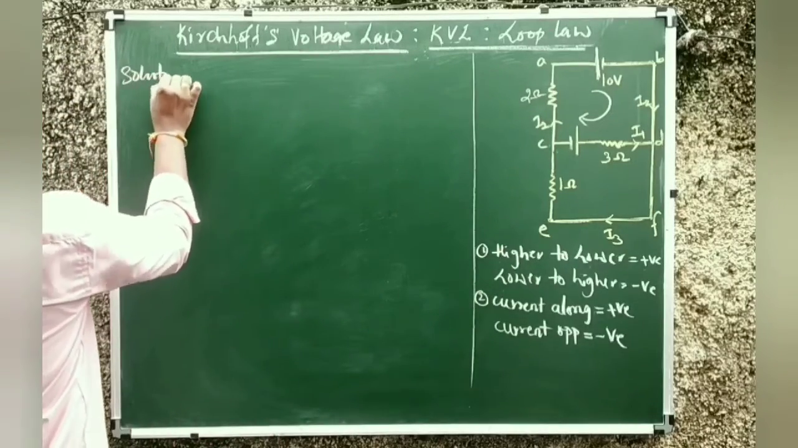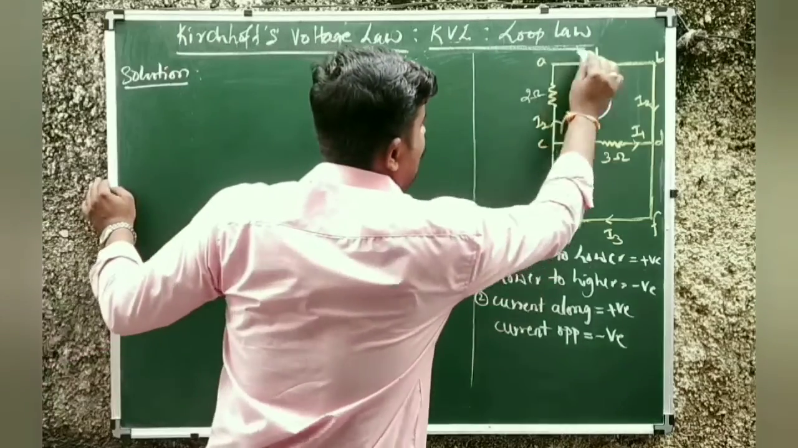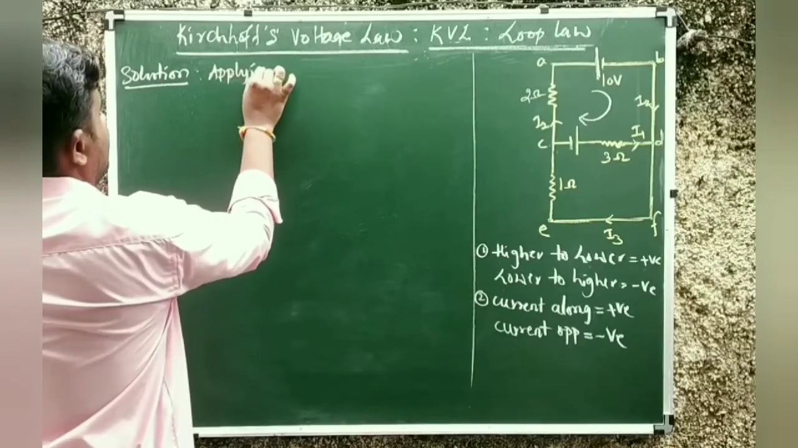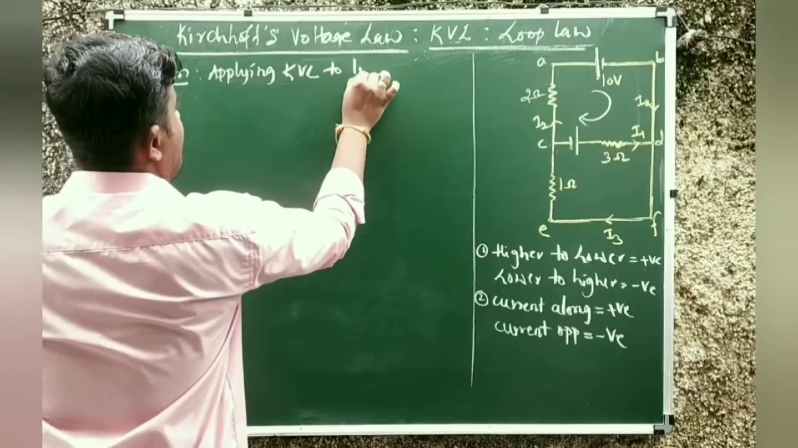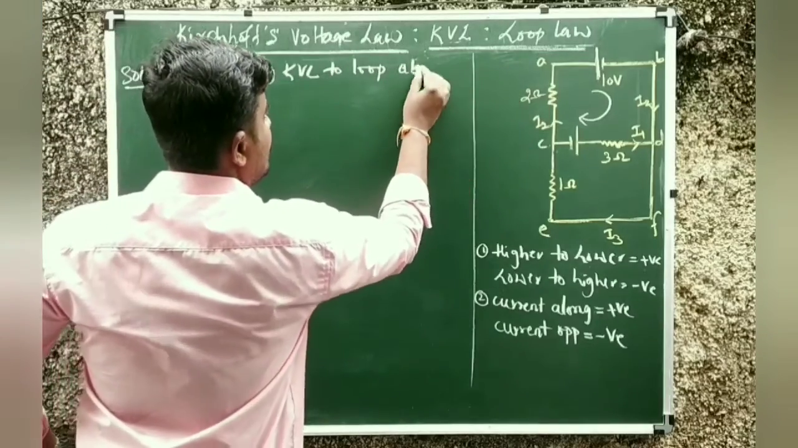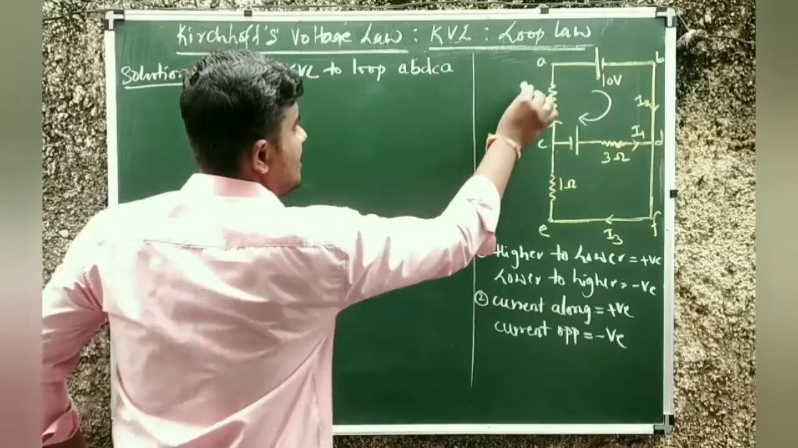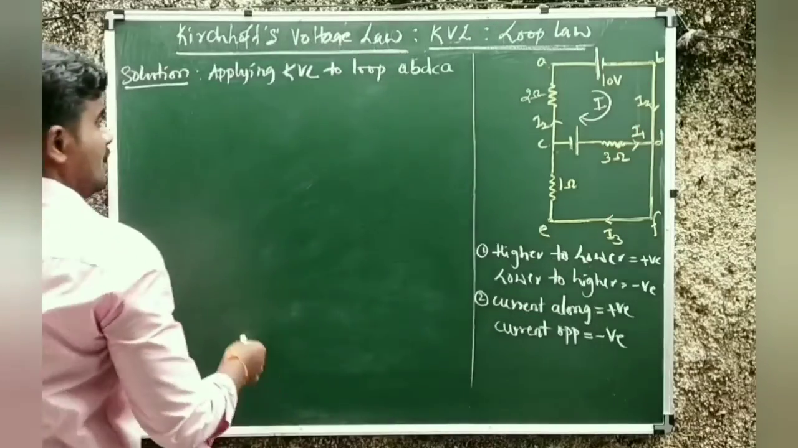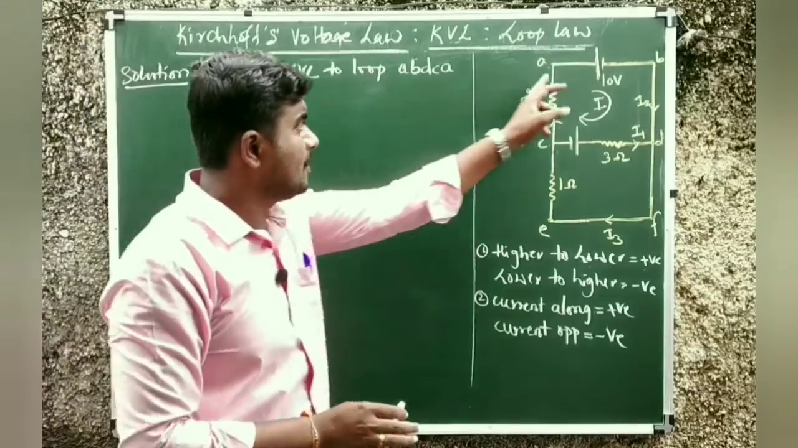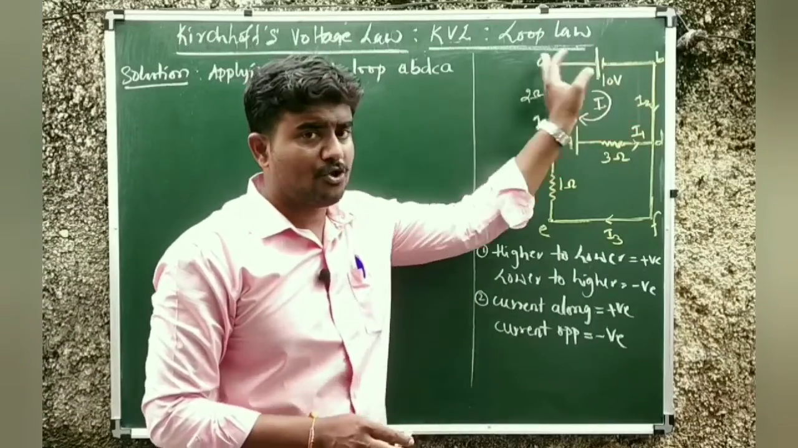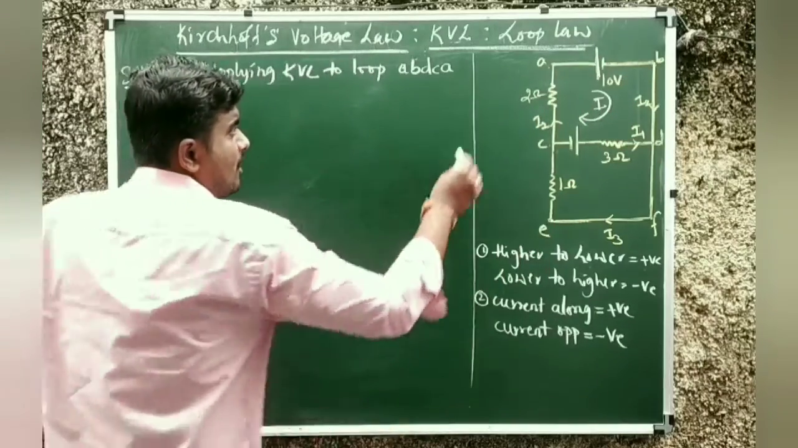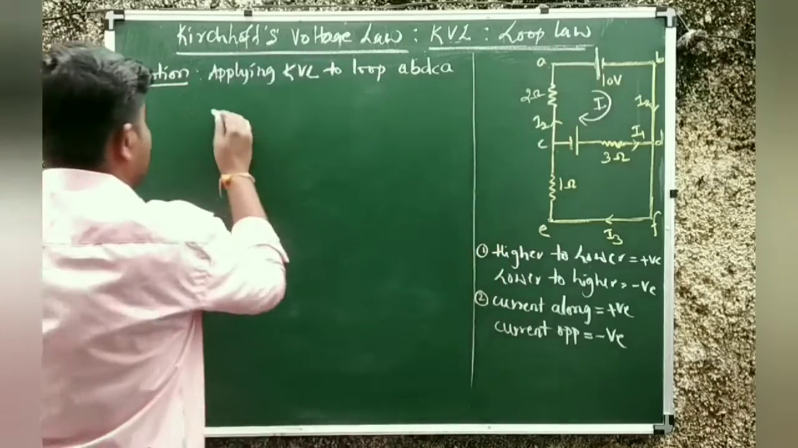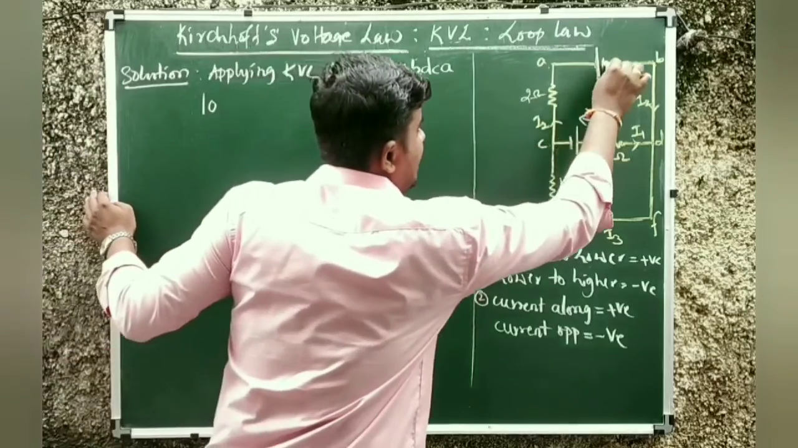So, solution. First we shall apply KVL to this loop A, B, D, C, A. It is one loop, the first loop. And according to KVL, what is KVL? The algebraic sum of EMFs and voltage drops across the loop must be equal to zero. You start from this point. You are going this way. What do you find? Positive terminal of the cell. Therefore, consider that as positive, 10 volt.